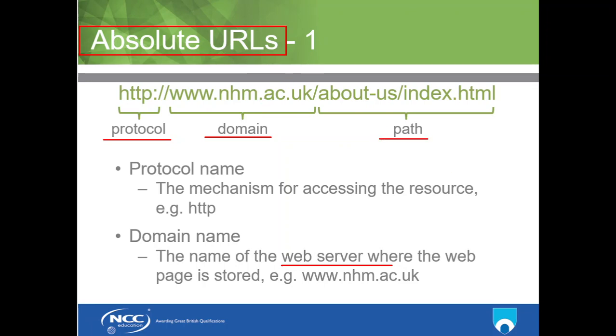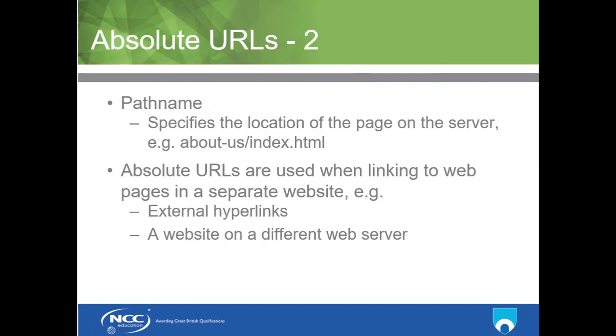So, for example, in that web server, you have a folder called About Us, and in the folder called About Us, you have an HTML page called index.html. So that is the path to this particular web page that is going to be loaded. So those are the three main parts of a URL: the protocol part, the domain part, and the path. So you should be able to explain that. Okay, so as I said, absolute URLs are used when linking web pages in a separate website.